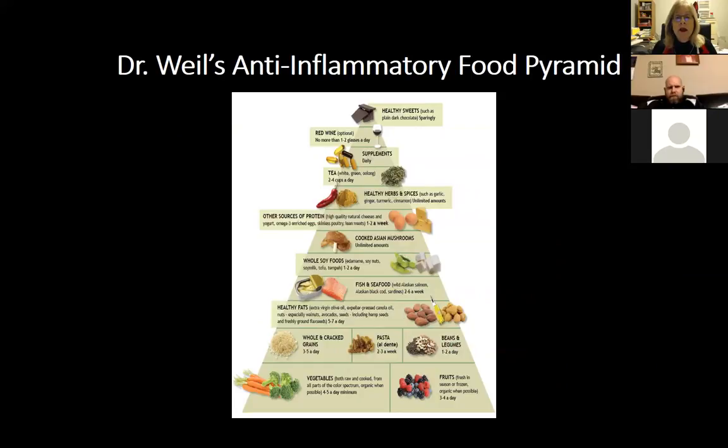Dr. Weil is probably one of the first people who came up with this. This is an older slide because it still has the food pyramid, back when we used to use food pyramids. What he recommends at the bottom of the anti-inflammatory food pyramid, where you should eat the most, is vegetables, 4 or 5 a day, and fruits, 3 or 4 a day. Nowadays, the FDA recommends that half the plate should be fruits and vegetables. So again, same story as Dr. Weil.